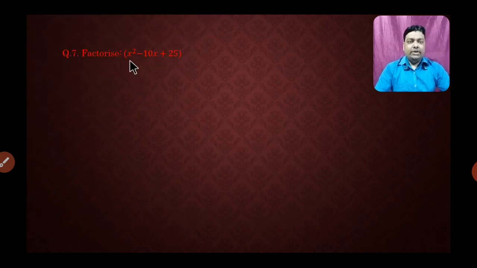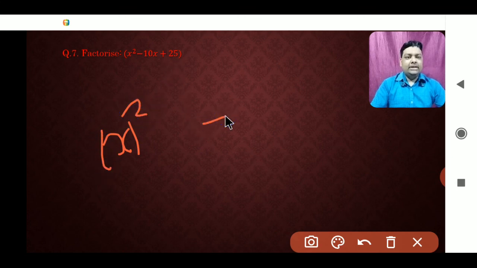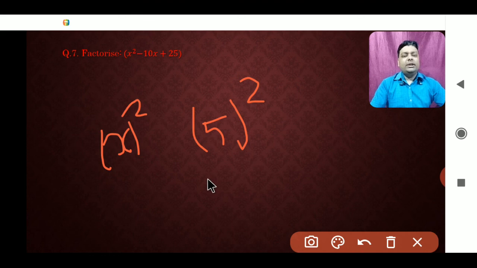Now again we have to check at first whether it is arranged or not. Here power 2, power 1 and power 0. Okay. Now after that we have to see whether the first and the last term are perfect squares or not. So x square is the square of x. It means we can write x square as x to the whole square, and we can write 25 as 5 to the whole square. First and the last term, so we can say that both are perfect squares.